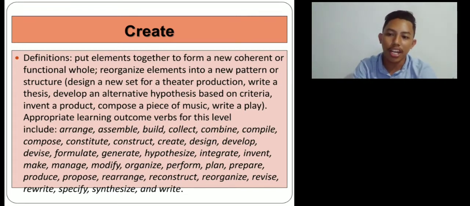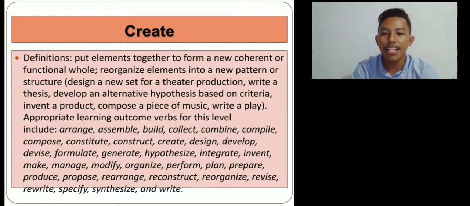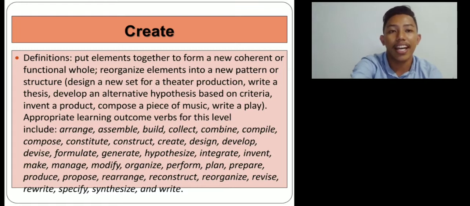Appropriate learning outcome verbs for this level include arrange, assemble, build, collect, combine, compile, compose, constitute, construct, create, design, develop, devise, formulate, generate, hypothesize, integrate, invent, make, manage, modify, organize, perform, plan, prepare, produce, propose, rearrange, reconstruct, reorganize, revise, rewrite, specify, synthesize, and write.